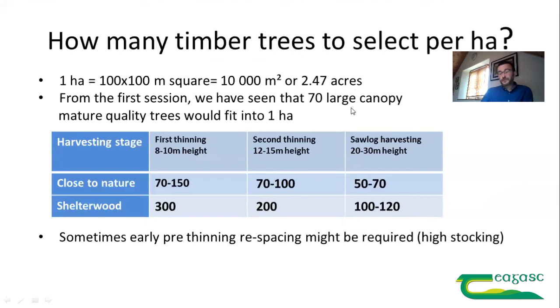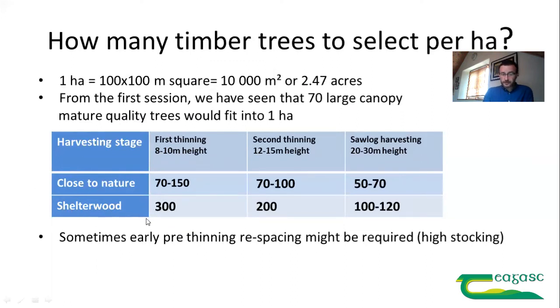So from the first session, we've seen that if we want to optimize quality and vigor, the dimension we need to see in a tree are such that we would fit approximately 70 of such trees into a hectare of our future forest. Here in the table, we can see how the numbers will play out for the shelterwood system and the close to nature system across first thinning, second thinning, and as trees reach solid maturity. First thinning we define as when our plantation reaches between 8 to 10 meters height. Second thinning, between 12 and 15 meters height.